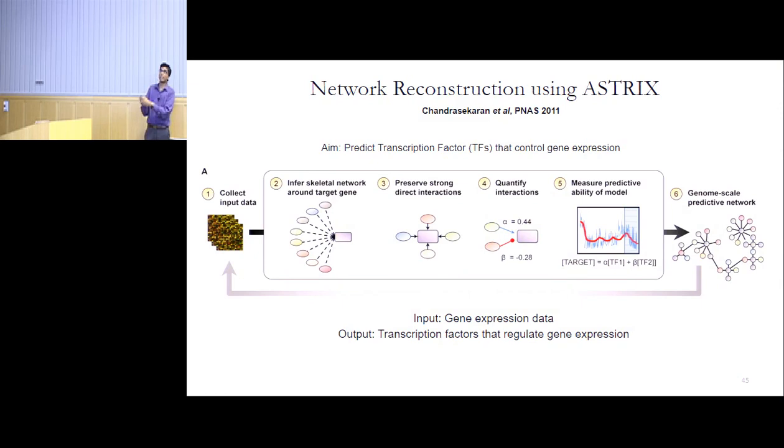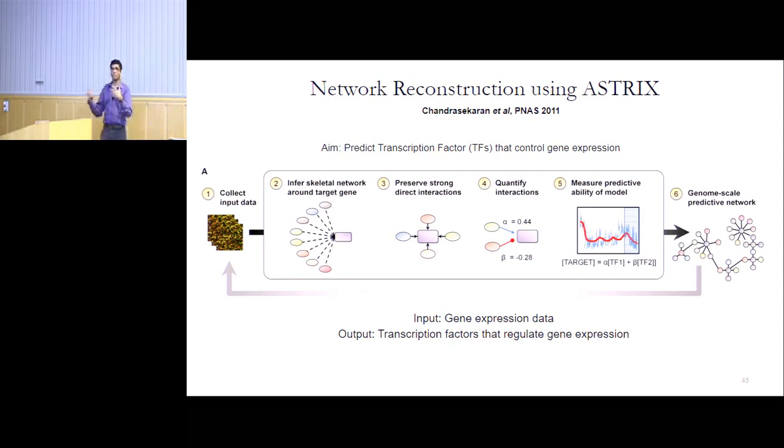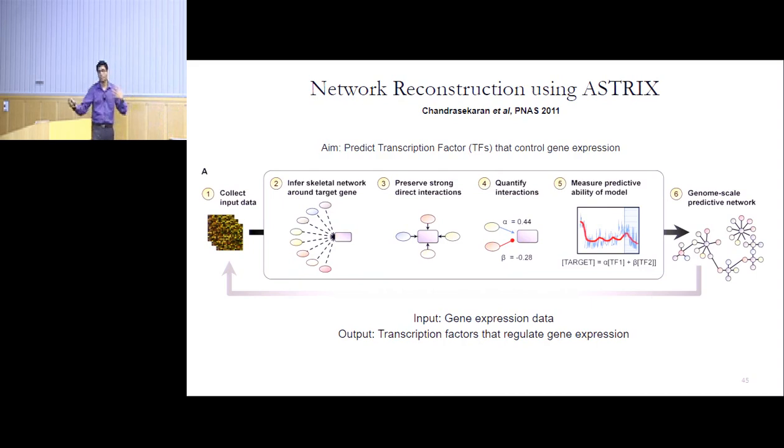Like the magnitude of these coefficients can tell you that transcription factor 1 is more important than transcription factor 2. So using this approach, you can get a quantitative model for the regulatory network, which you can then use for subsequent network level analysis.